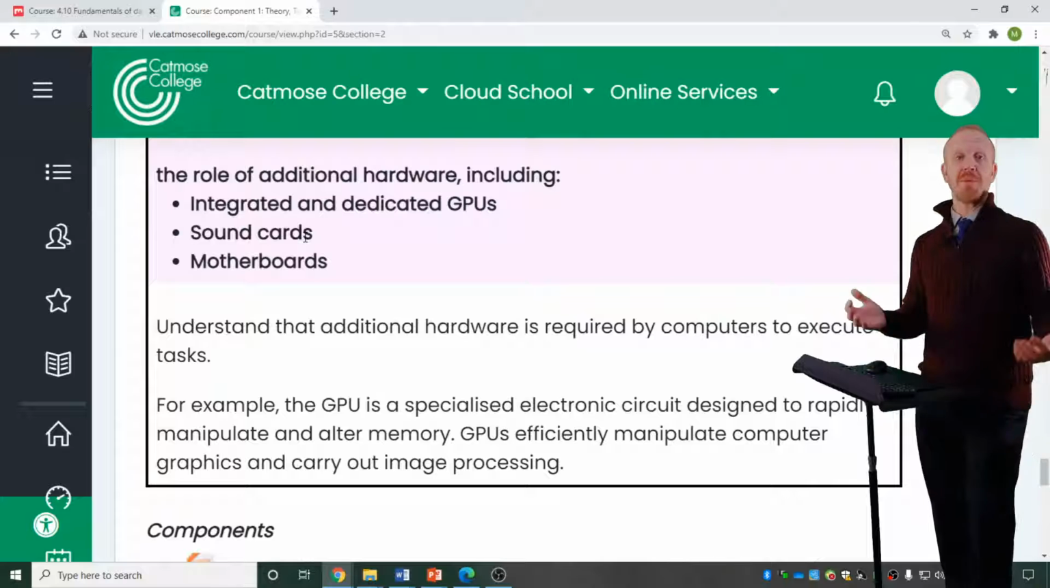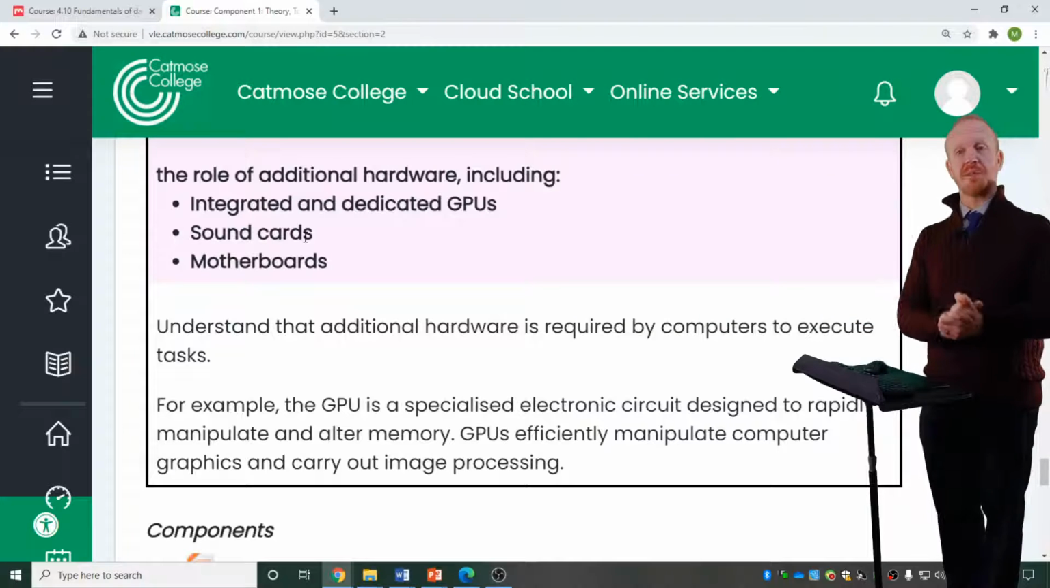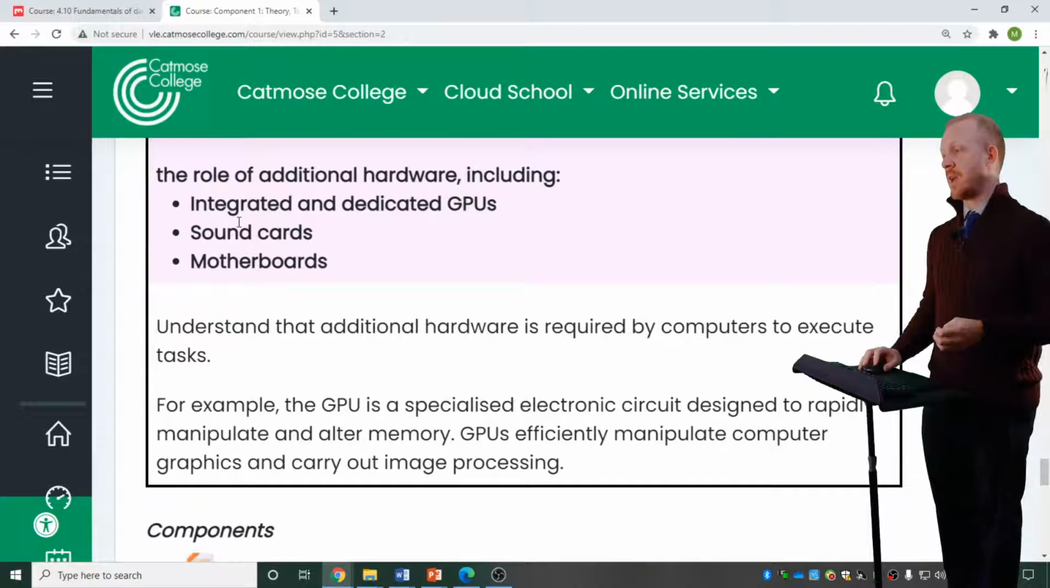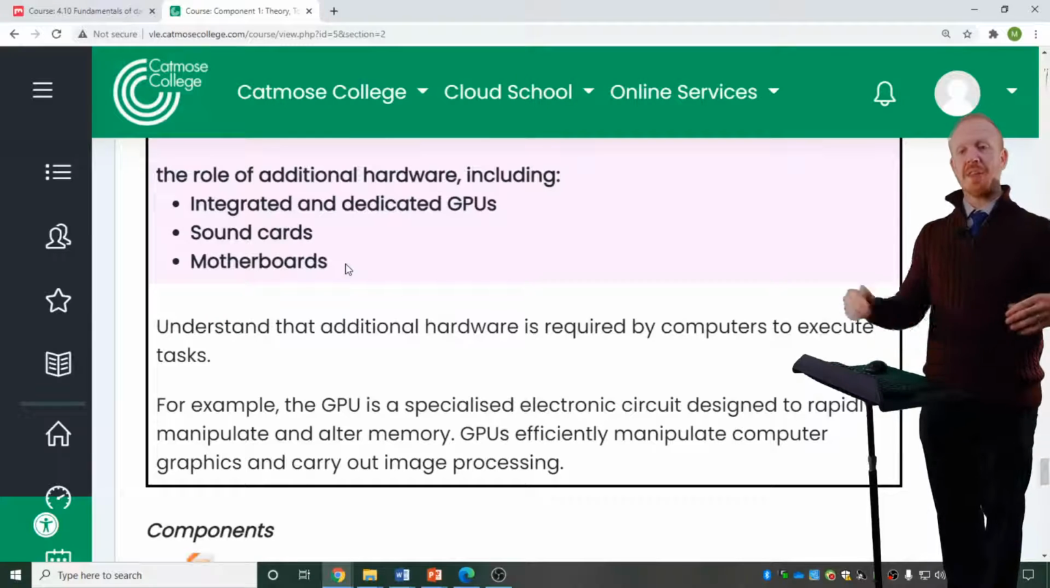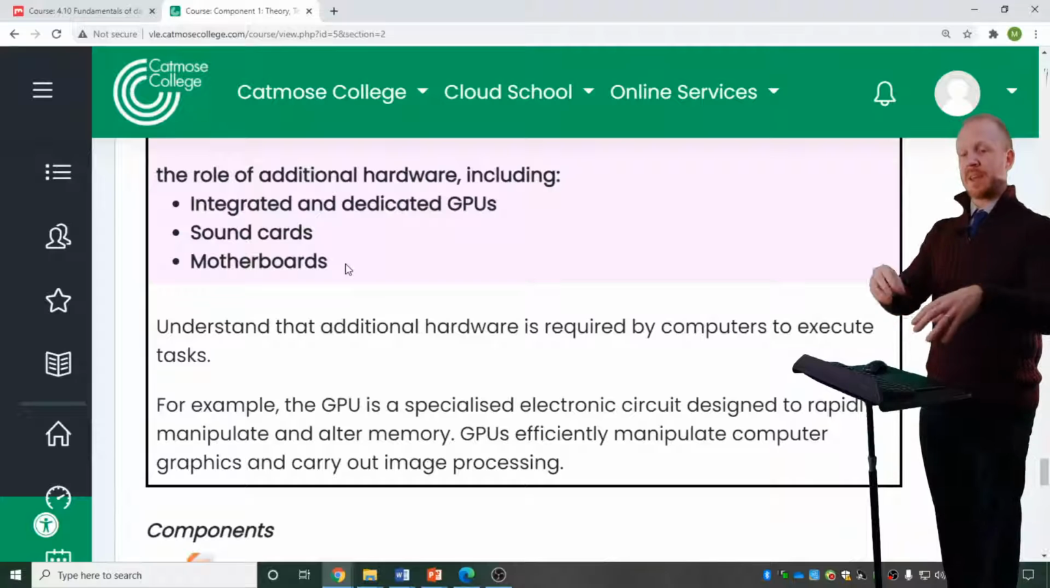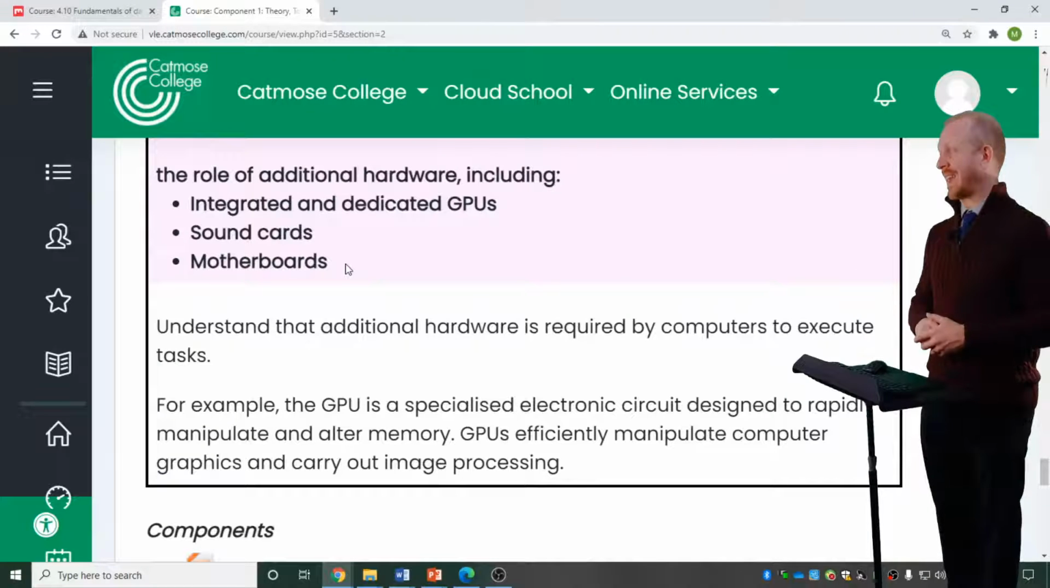Sound cards, same thing but for audio. They do sound processing really quickly and really well, but nothing else. And motherboards is that big circuit that everything plugs into. So when we took the computer apart at the end of last term, we were taking everything out of the motherboard, then plugging it back into the motherboard.